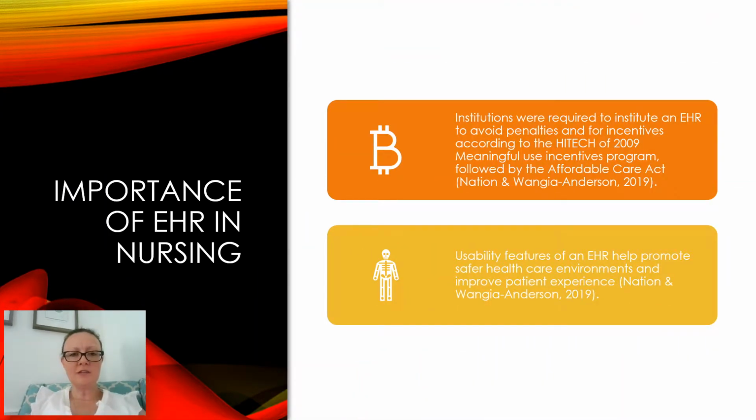So the importance of the electronic health record in nursing really focuses on the usability features of an electronic health record. It was really designed to help promote a safer healthcare environment and really improve the patient experience. Back in 2009, the HITECH Act Meaningful Use Incentive Program, which was followed by the Affordable Care Act, really drove institutions to the point where they had to be utilizing an electronic health record to avoid any penalties, and they instilled incentives to help promote that.